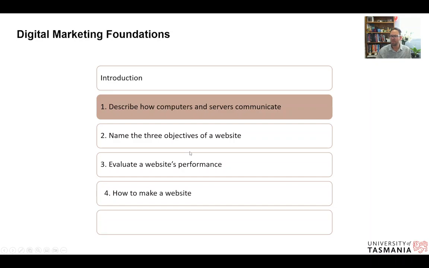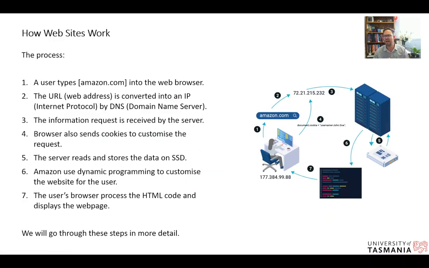So first of all, we're going to start with describing how computers and servers interact. This can be shown in a diagram here. We've got 7 different points which happen when we go to a website. The first step is that a user, someone visiting the site, types in, say, Amazon.com into their web browser. Now the URL, which is the web address, Amazon.com, is converted into an IP address, Internet Protocol, by the DNS, which is the domain name server.